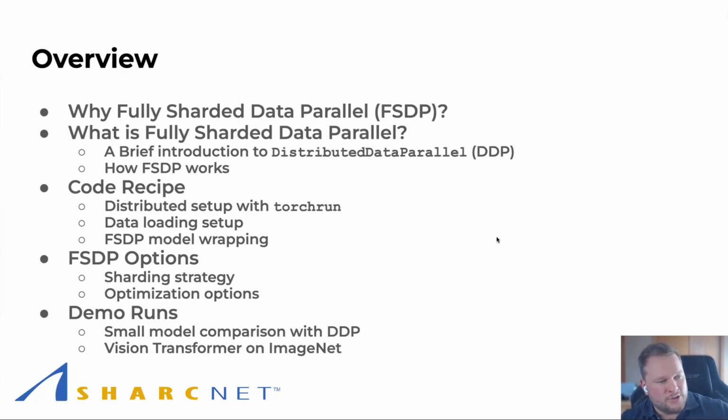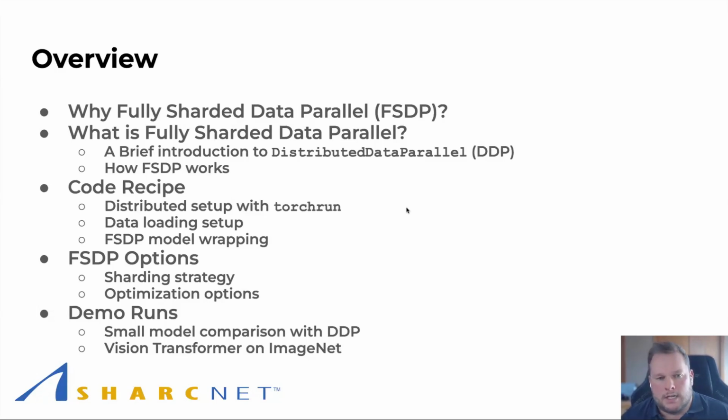If you're familiar with distributed data parallel, a lot of this will look very familiar. And then we'll look at some extra options that you can use to customize the configuration of fully sharded data parallel, including the sharding strategy and some other optimizations. And then we'll look at a few demo runs to see how FSDP might be saving you memory footprint and what the cost might be, and how the cost benefit analysis works out.